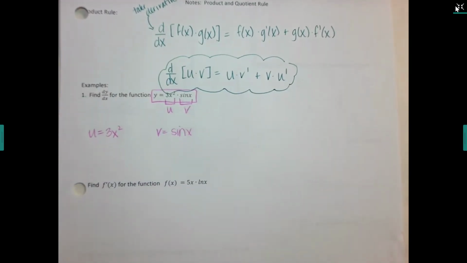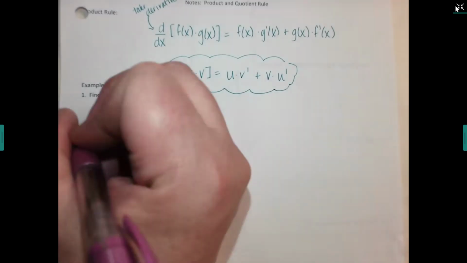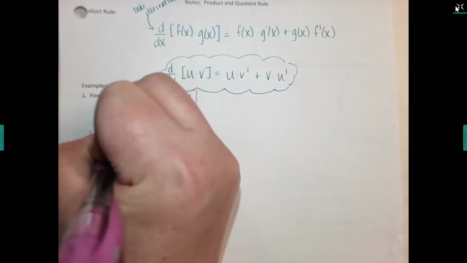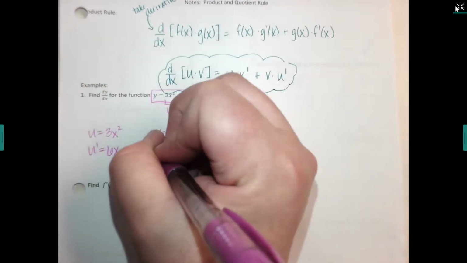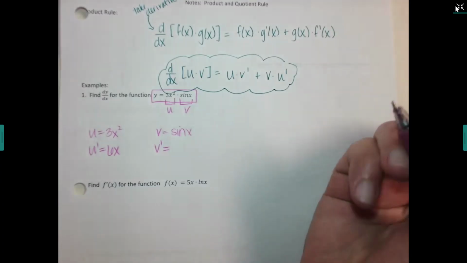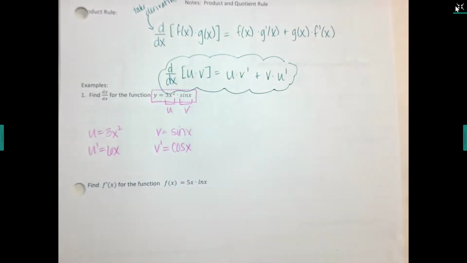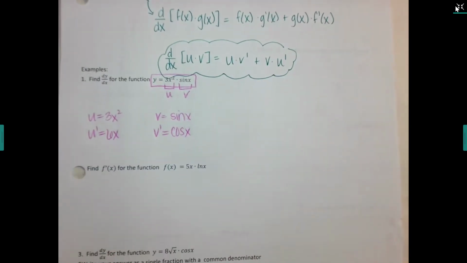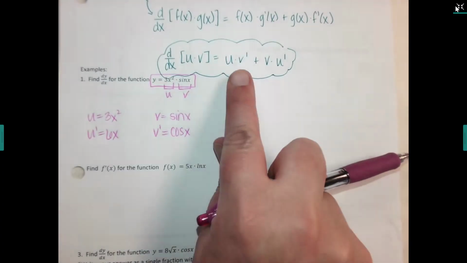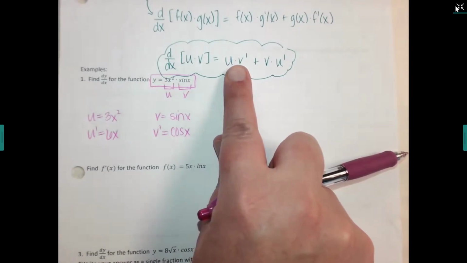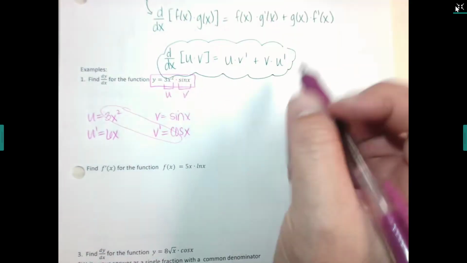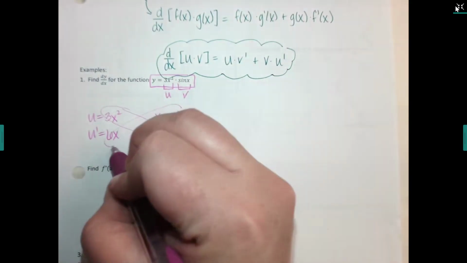Okay, then you're going to take the derivative of both of those parts. So, for example, 3x squared, do we know the derivative of that? 6x. Okay, 6x, very good. What about the derivative of sine x? Cosine, good. Okay. And then from there, you're gonna do diagonal plus diagonal. So let me show you what I mean by that. I want UV prime first. That's this diagonal. And then plus VU prime is this diagonal.